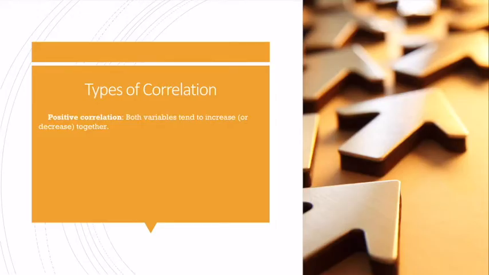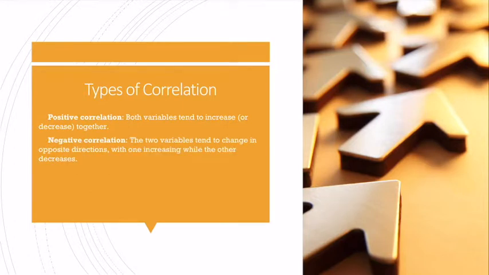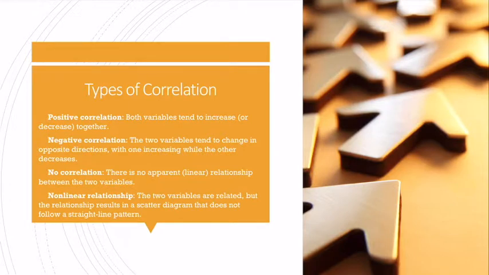So, types of correlation. Like I said, we've got positive correlation, negative correlation, no correlation, or nonlinear correlation. Remember, any graph that is not a linear function is nonlinear. We talked about that in section 4.1.